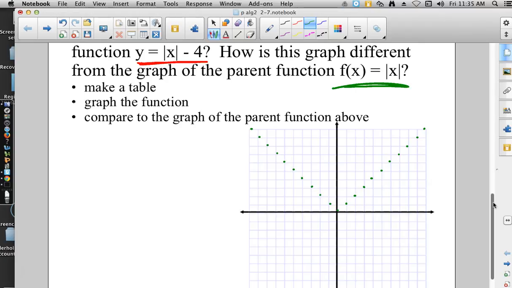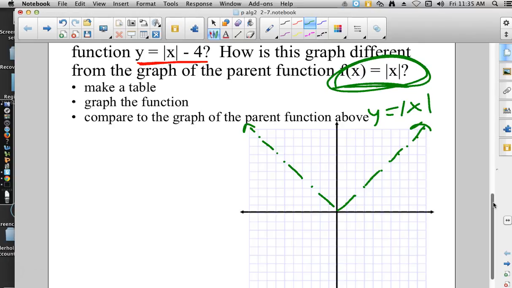There's my parent. Here's what I can't do with that. I can't make it solid. I can make it dashed or dotted because that's a helper. That's not my final graph. This is just a helper. So I'm going to put some dashes on here to remember color coding. This is just y equals the absolute value of x. That's all that one is. All that's happening.